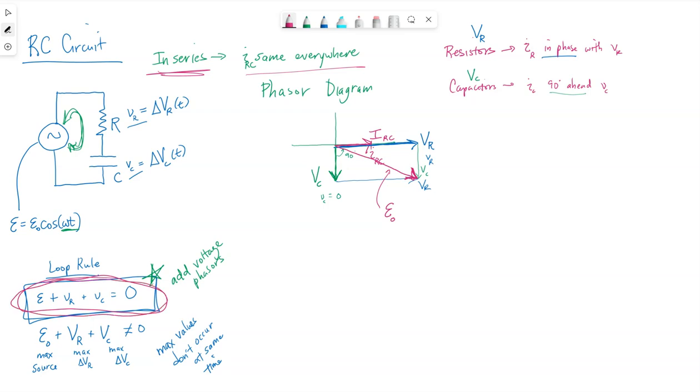That comes from this loop rule. By adding these phasors at one moment in time, we get the result of the source voltage. It turns out this source voltage is out of phase from the current. It's not out of phase by 90 degrees. We can say the current in this RC circuit is out of phase with the source voltage by phi, that phase angle.